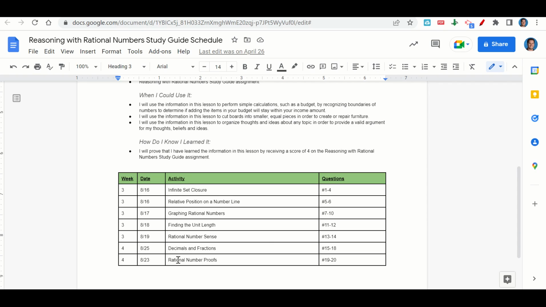And by the 23rd, you should be able to do the rational number proofs part, which is questions 19 through 20.